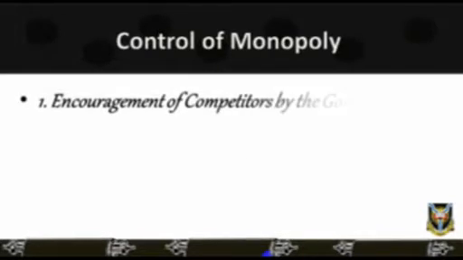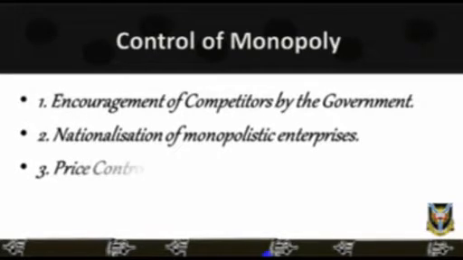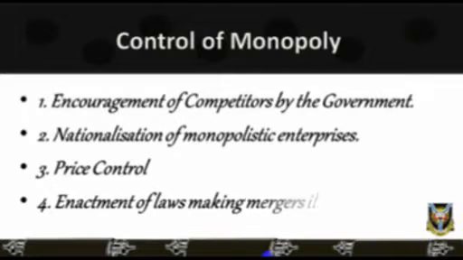Control of monopoly. Monopoly power can be controlled through the following ways. 1. Encouragement of competitors by the government. This is by encouraging private investors to produce similar commodities. The provision of close substitutes reduces the power of a monopolist.